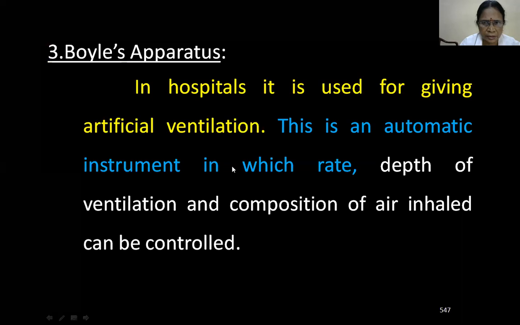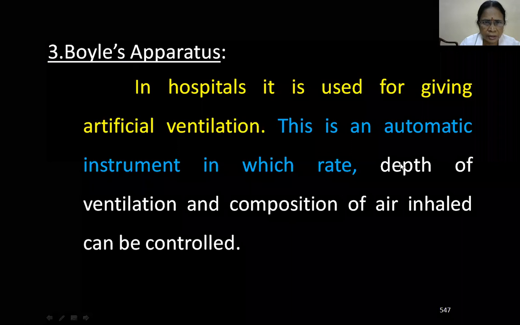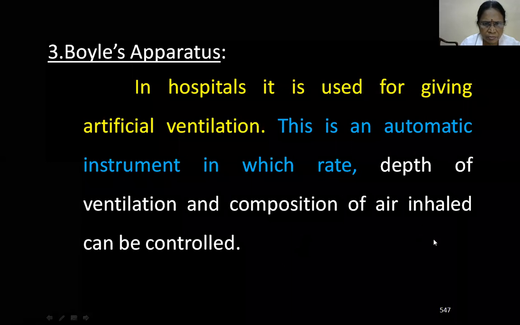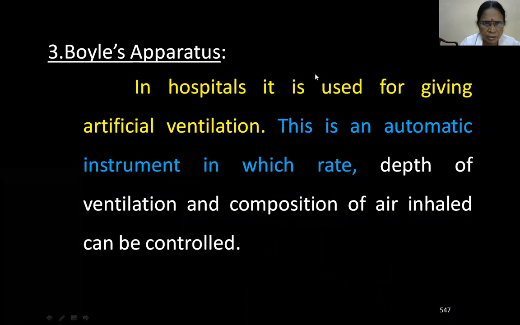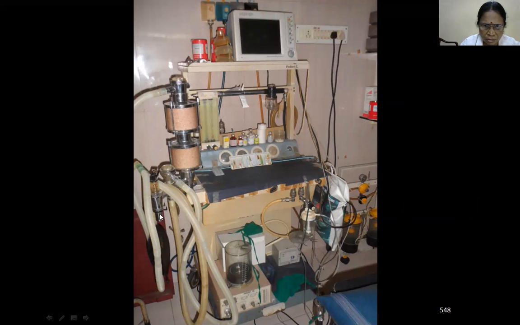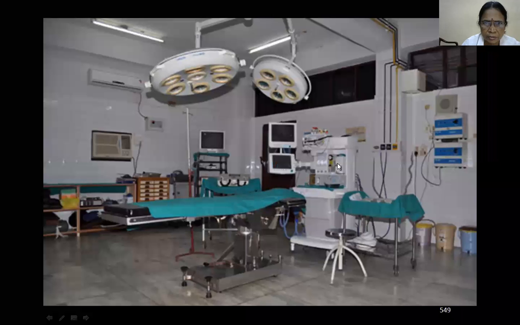It is an automatic instrument. The rate and depth of ventilation, composition of air, everything can be controlled. This is Boyle's apparatus, very important. We will see it in all theaters. The rate and depth, the amount of air, the amount of nitrogen, the amount of gases you are giving, all these things can be controlled.